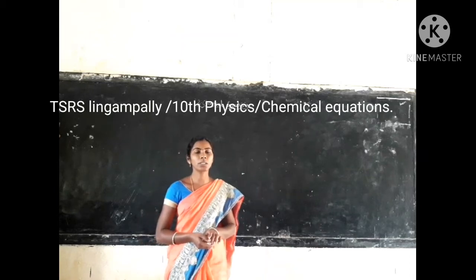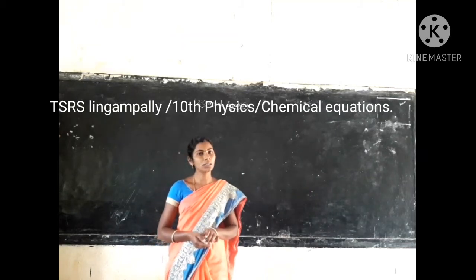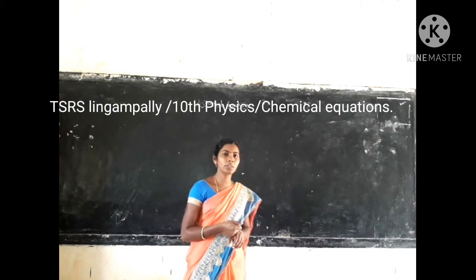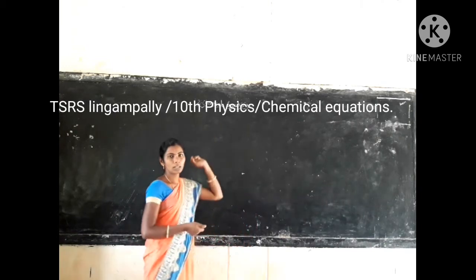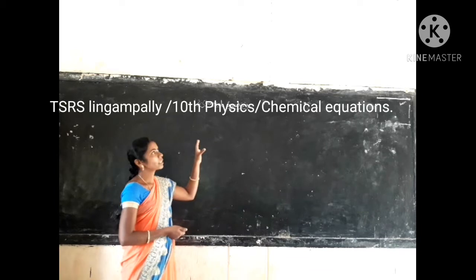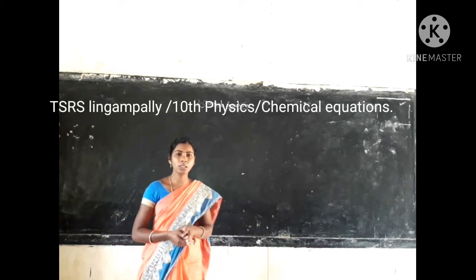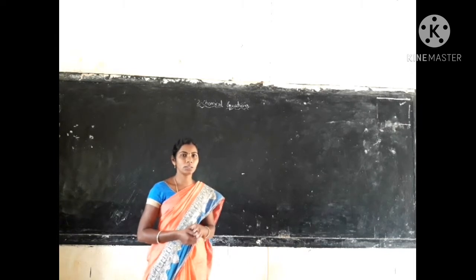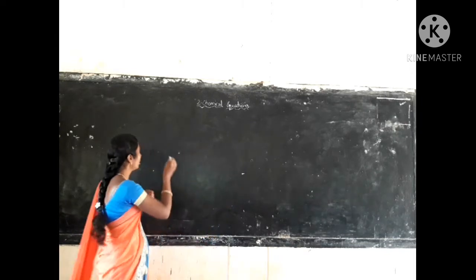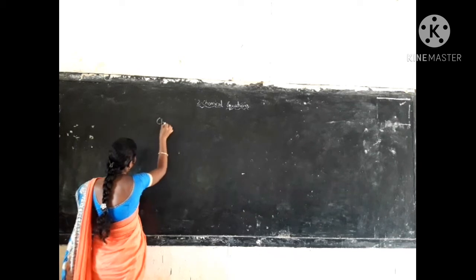In the previous class we have already seen reflection of light at a curved surface. So today let us start our second chapter, chemical equations. Before starting this, we should know some of the terms related to chemical equations. What is the definition of a chemical equation? Let us see.